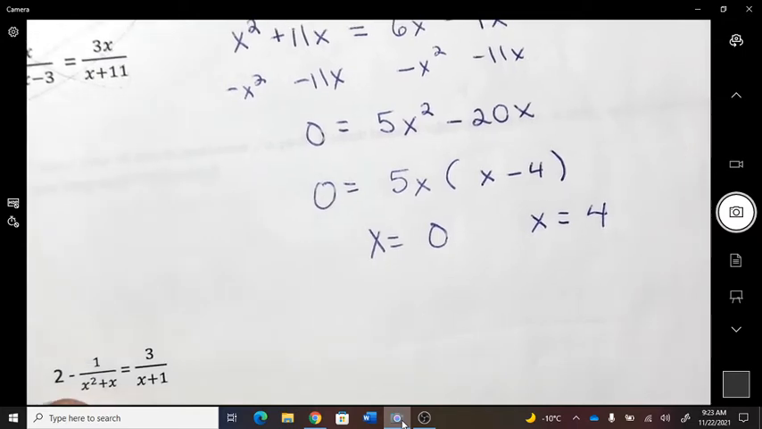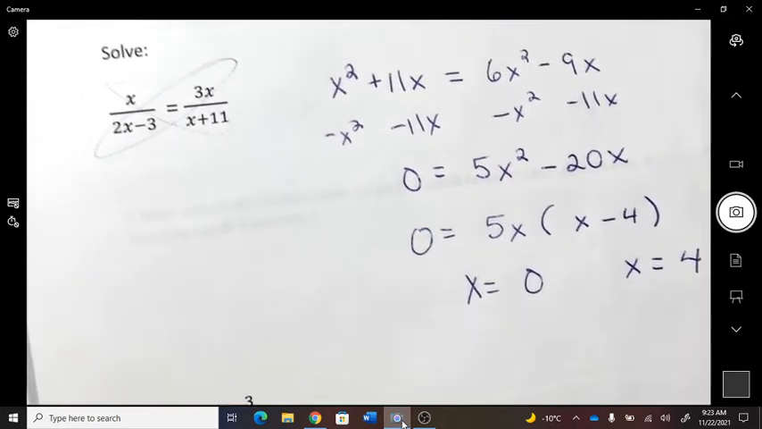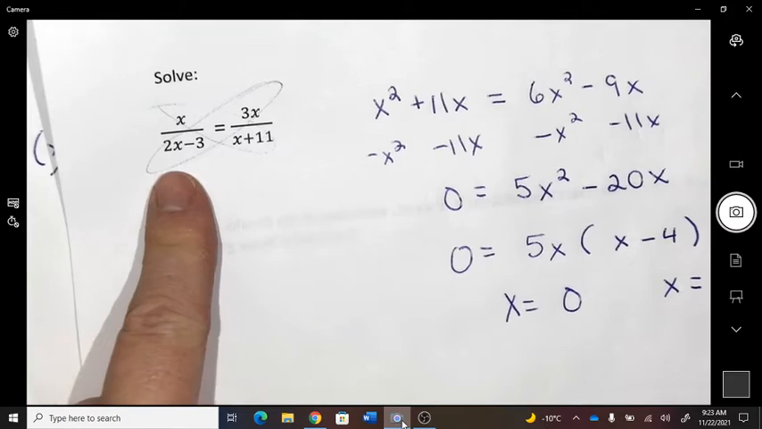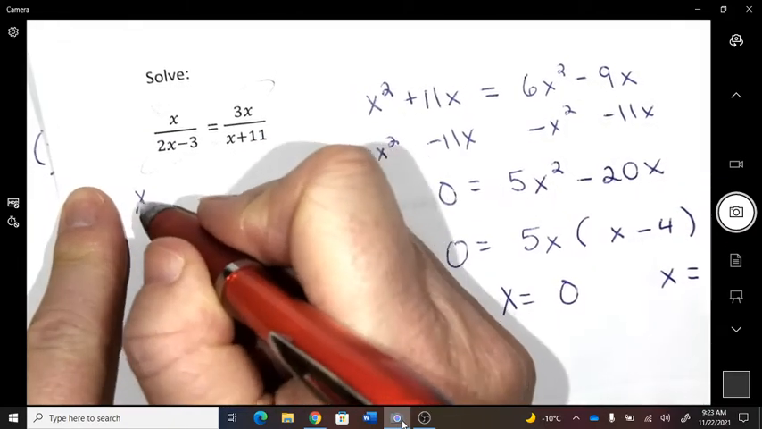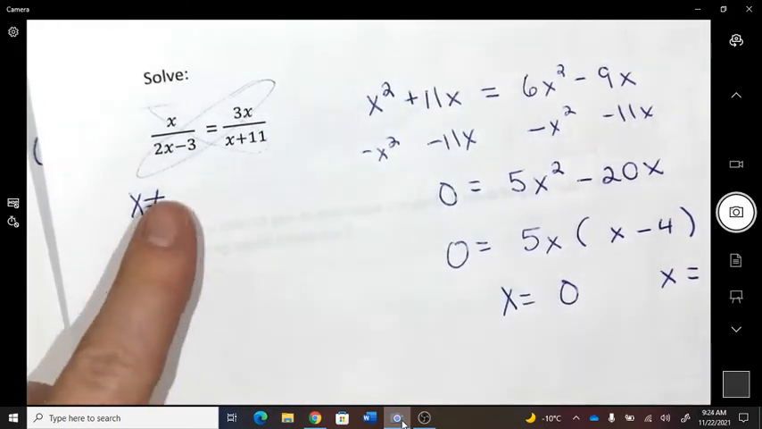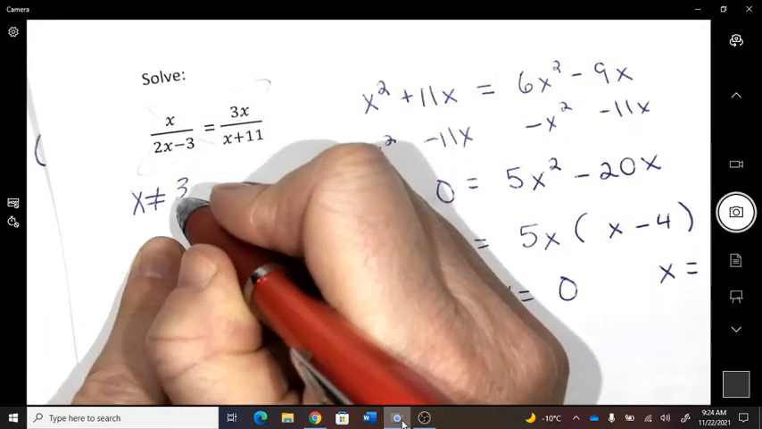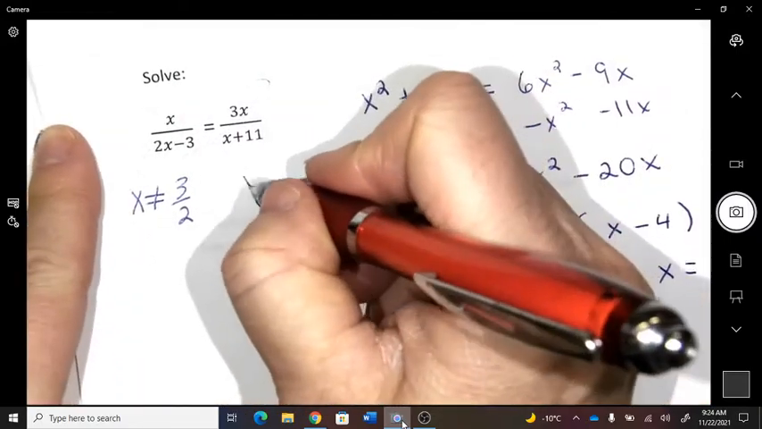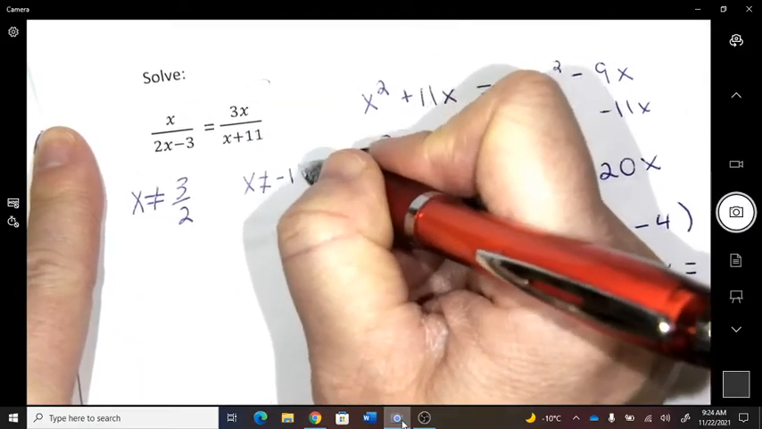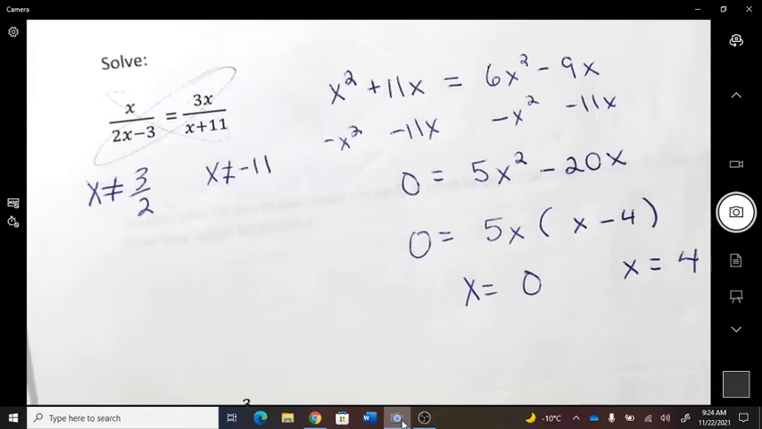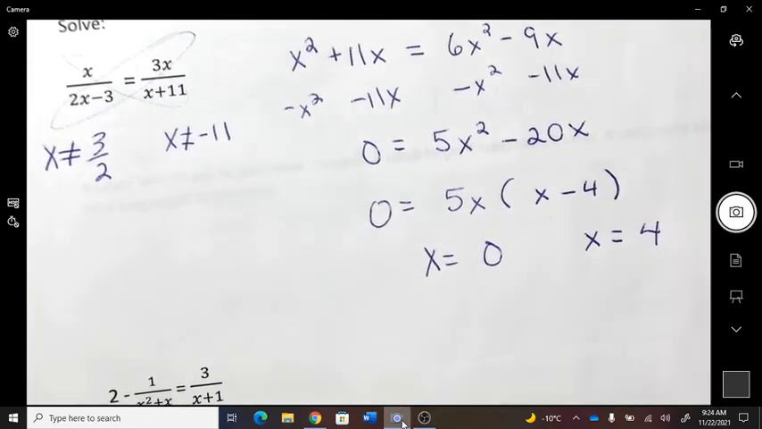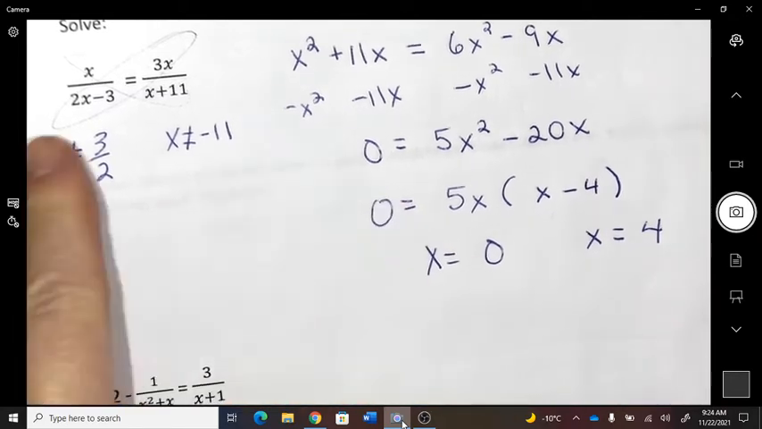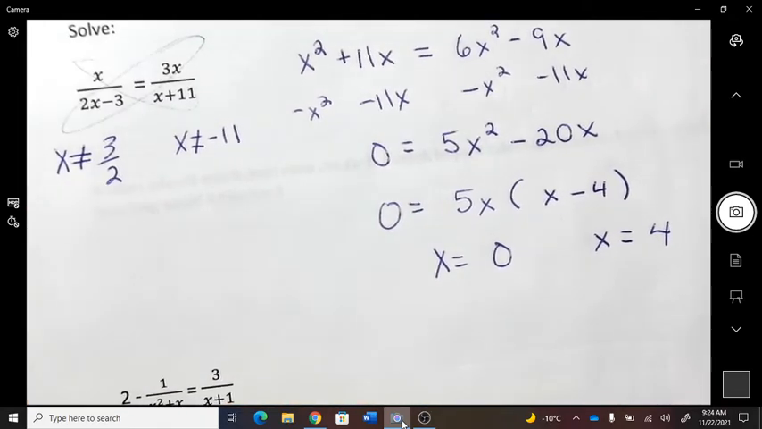Okay, let's double check that they're allowed. What is the not permitted value here? What am I not allowed to have? 3 over 2 is not allowed. What else is not allowed? Negative 11. So these are good. Okay, you have to check. If one of these solutions was the value you weren't allowed to have, you would have to cross it off, right?